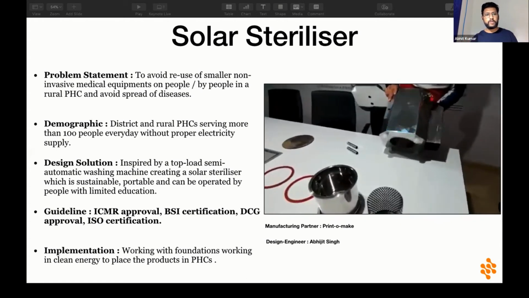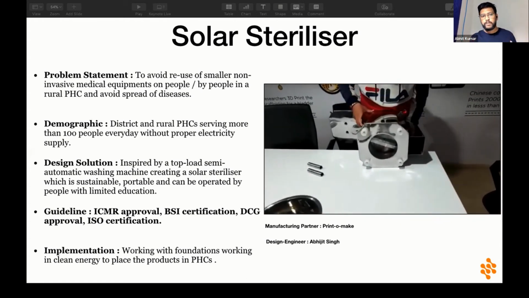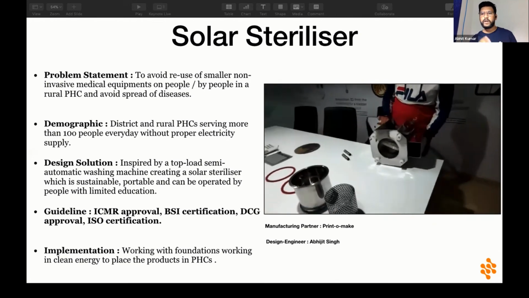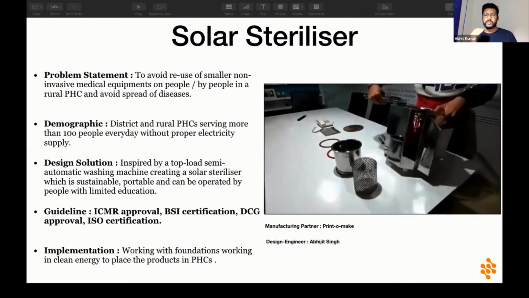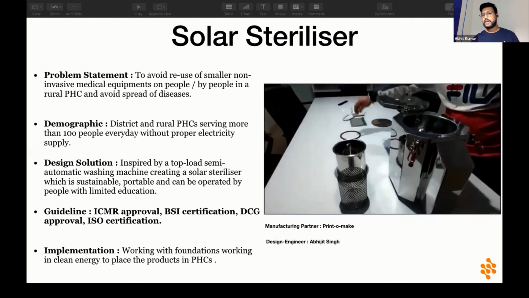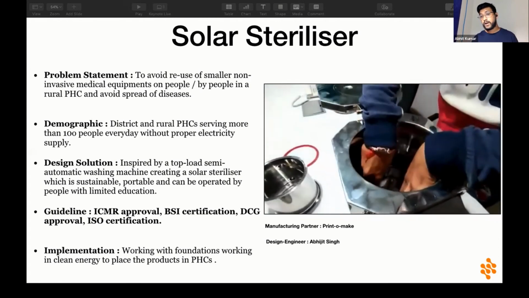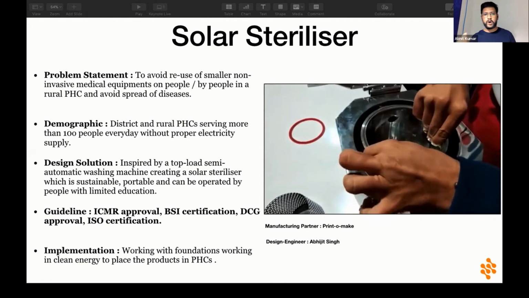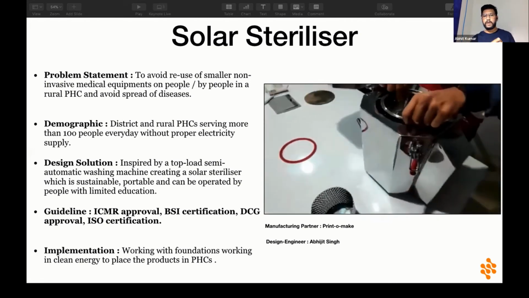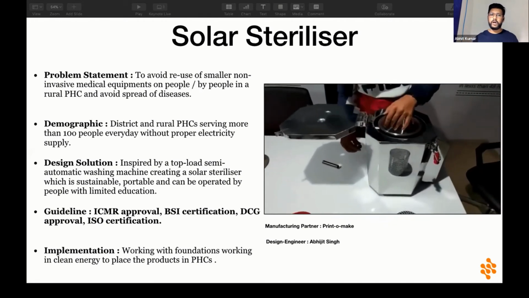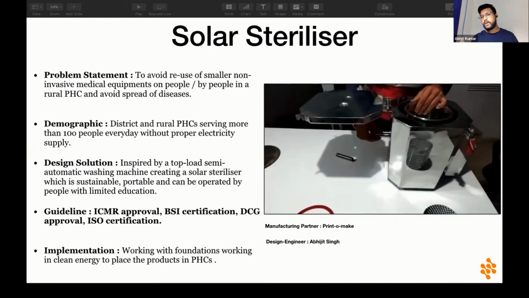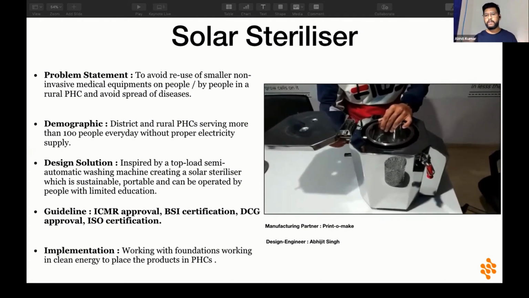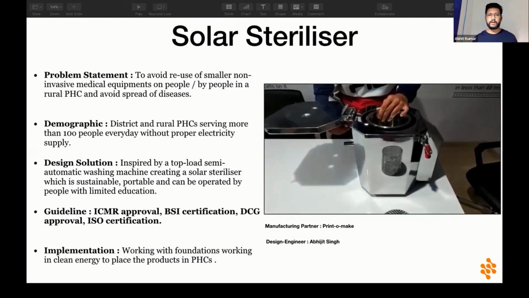So we came up with a solution which is basically inspired by a top-loading semi-automatic washing machine. If you've noticed a pattern for us, even for the Avocado wrist connector, we took inspiration from an avocado. Even for this solar sterilizer, we took inspiration from a top-loading washing machine. So sometimes you have to look around in order to develop a product which can be commercially viable. That is what we have done for most of the projects that we are developing. So yeah, developing a solar sterilizer with inspiration from a top-loading washing machine, which can be operated by a person with limited education, and which is obviously solar powered, to create proper sustainability impact.